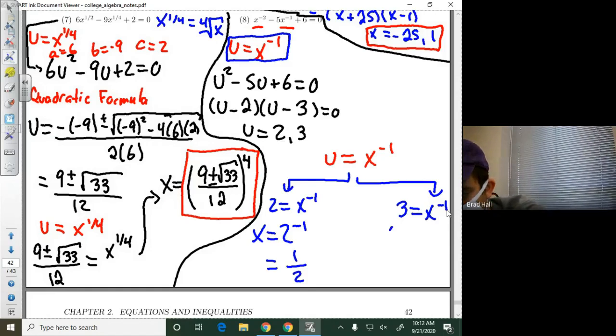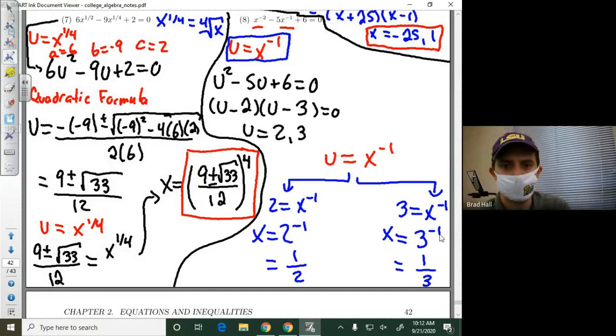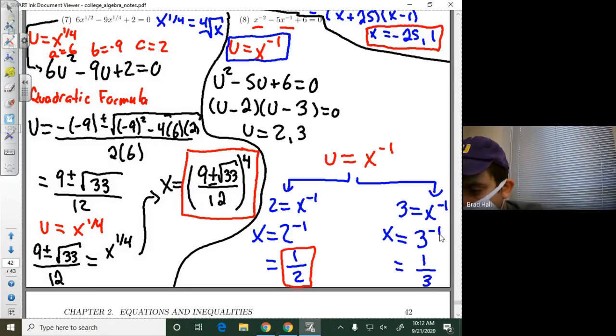And then over here, same idea. x now does not have a negative 1 next to it, and this is 3 to the negative 1, which means you just flip the 3. So you get two answers.